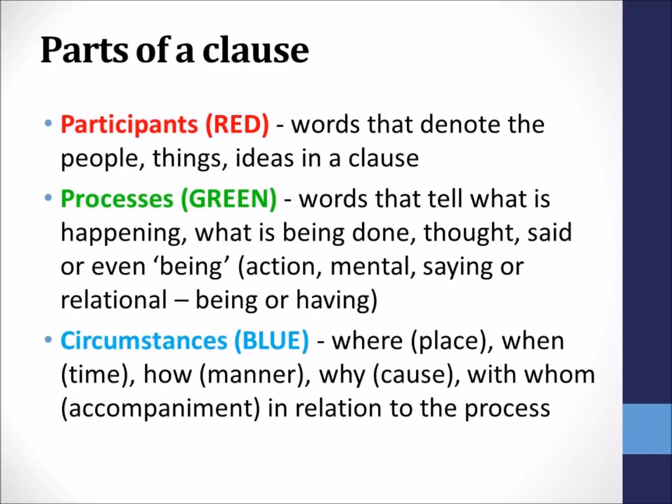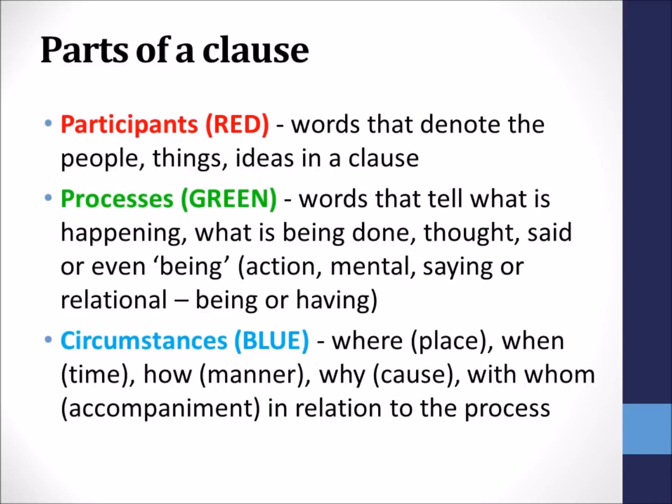So inside a clause, you generally have these 3 elements. The participants. Now, participants are what we would usually see as being the nouns, or the things that are acting in the sentence or in the clause. Those are the people, the things, the ideas. Often they're labelled as nouns if we're looking at traditional grammar.